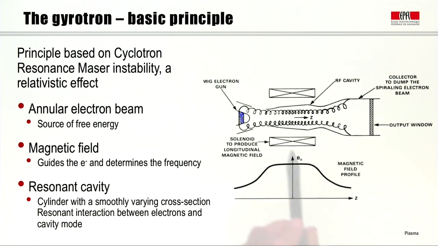And where the electron beam propagates and where the magnetic field is produced and where it's actually flat in its intensity, we have a resonant cavity, and that's the third component of the gyrotron. It's essentially a cylinder with a smoothly varying cross section, and its resonant cavity allows a resonant interaction between the electrons and the modes in the cavity. Again, a wave particle resonance, the same kind that we're actually using in some sense to heat the plasma once the wave is launched into it. So what remains to be done is simply to extract the energy from this cavity using a window, in the form of a particular polarization for an electromagnetic wave that will propagate in waveguides all the way to our tokamak plasma.